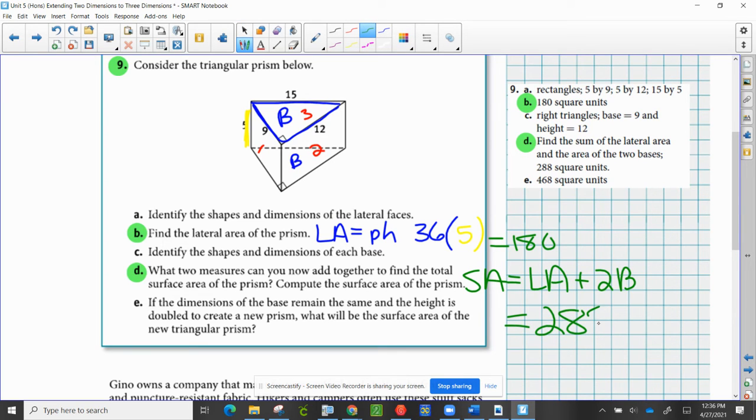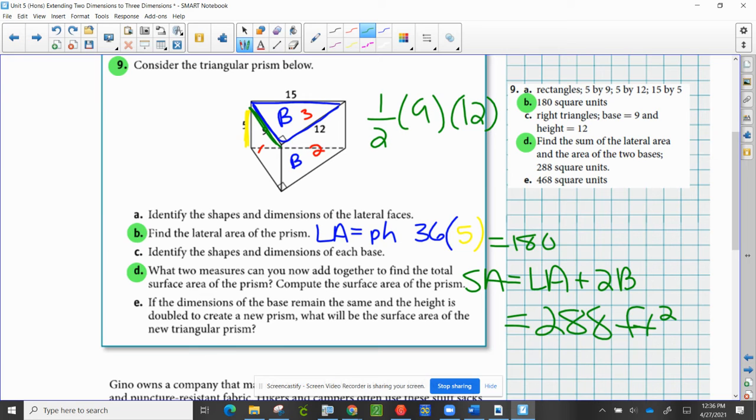288 feet squared. So the area of the base would be 1/2 your base times your height, so 1/2 times 9 times 12. Okay, so that's the area of one triangle. So you'd have to double it and add it to your lateral area.